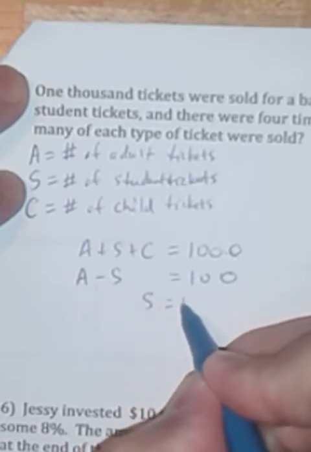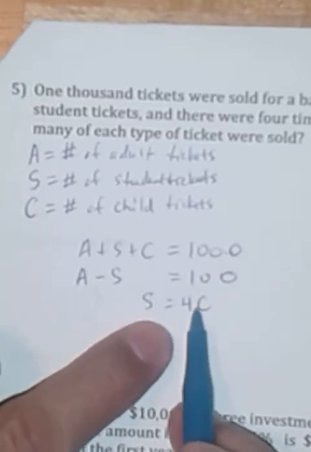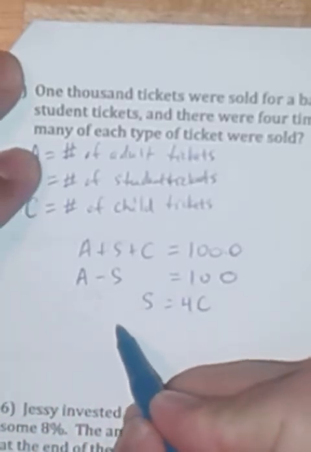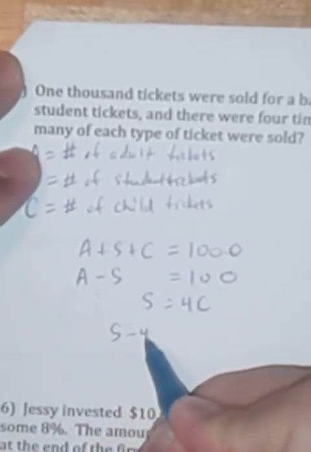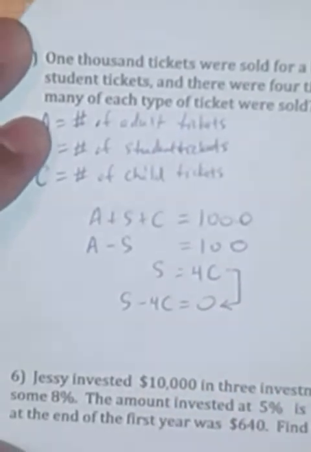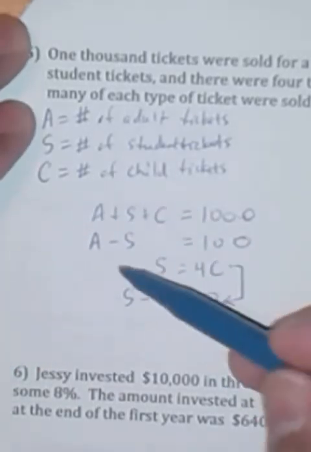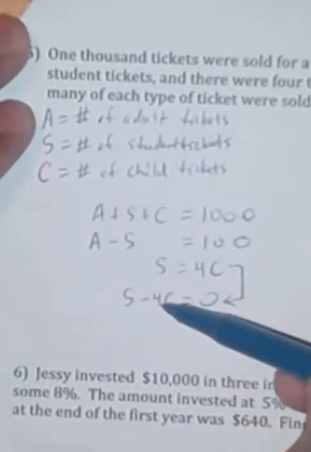So students is 4 times children. And then I'm going to move this over to the other side. So I'm going to rewrite this as S minus 4C equals 0. Okay? I'm going to use it that way instead. And what I've done is I've aligned all my variables. Okay? A's, S's, and C's.